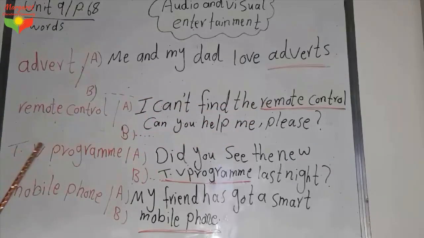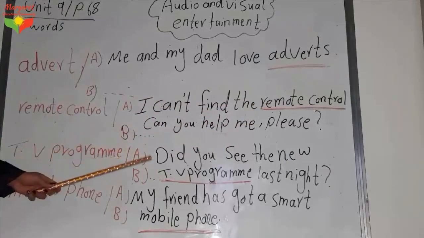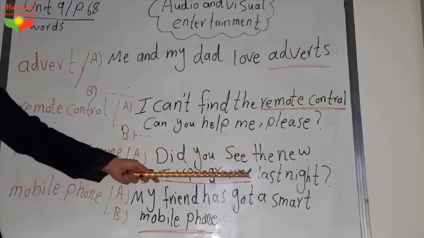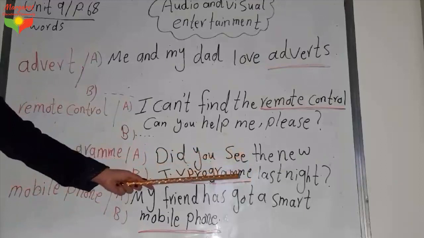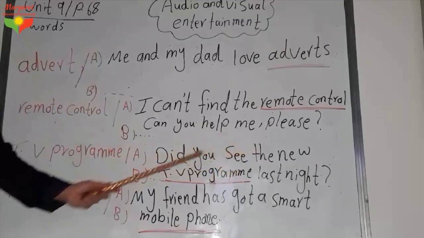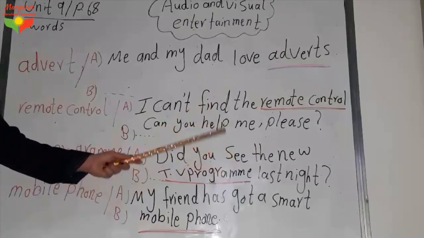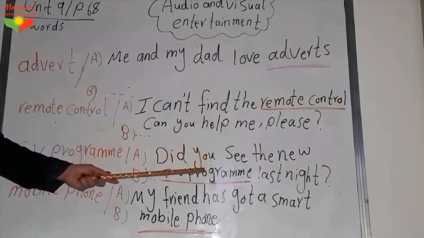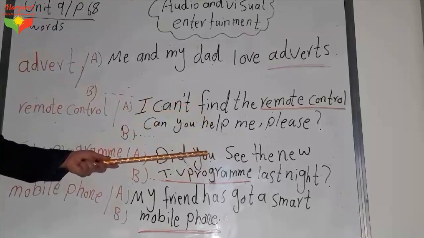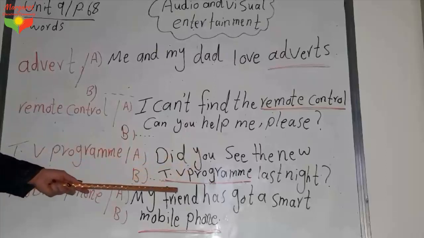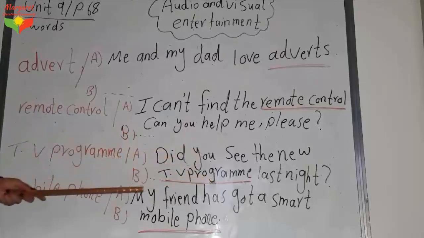Next we have TV program. Did you see the new TV program last night? This sentence is in the past tense. So it means that last night there was a new TV program and I asked somebody if he or she could see this program or not, okay? So B is for yourself and I underline this word, TV program.